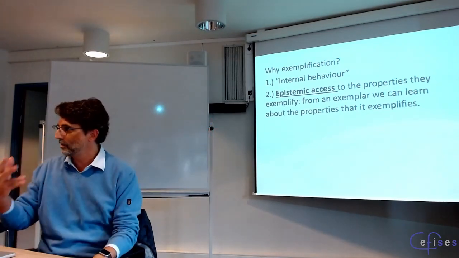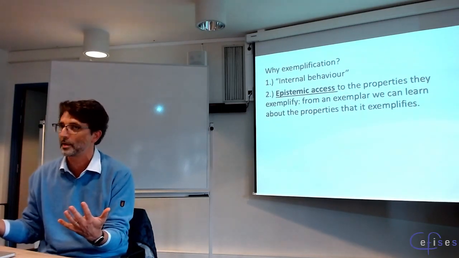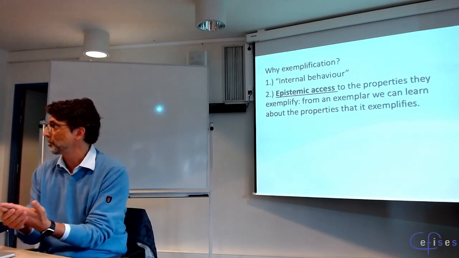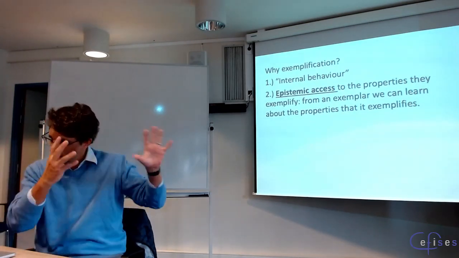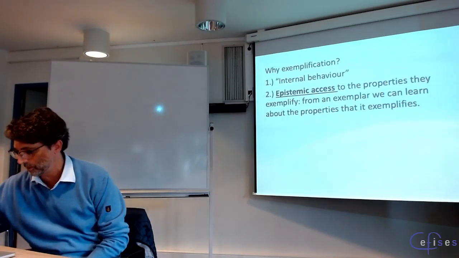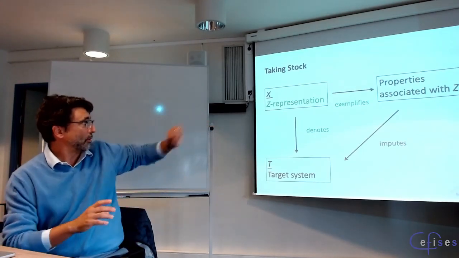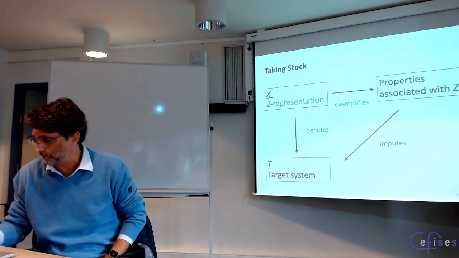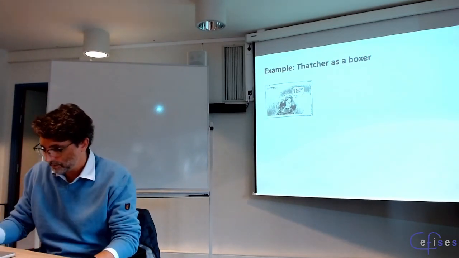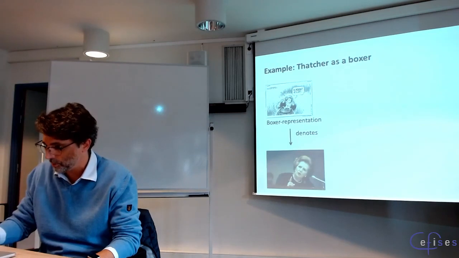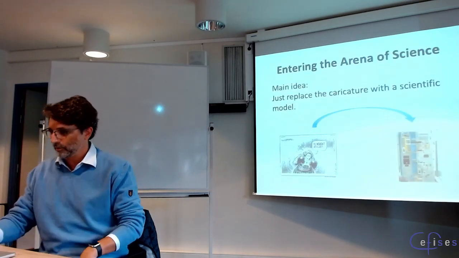So you can study the paint swatch, and exemplification also requires epistemic access. You can look at the color swatch. If the color swatch is too small to see, then it's simply not a color swatch. And that gives you the epistemic access to properties that you want in scientific models. Again, coming back to the entire diagram here, we have now also said what exemplification is, and so we have the whole thing in place. Once again, you had this already, but just to see how it works. The caricature is a representation that denotes Thatcher, it exemplifies the properties, and it imputes these to her. Okay, so far for Goodman and Elgin.